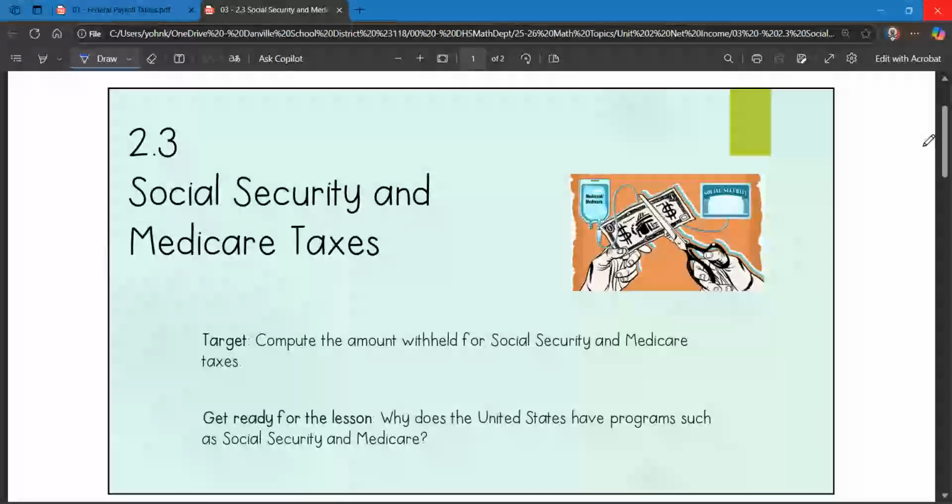Hey kids, welcome to section 2.3, Social Security and Medicare taxes. Today we're going to learn how to compute the amount that is withheld for Social Security and Medicare taxes.